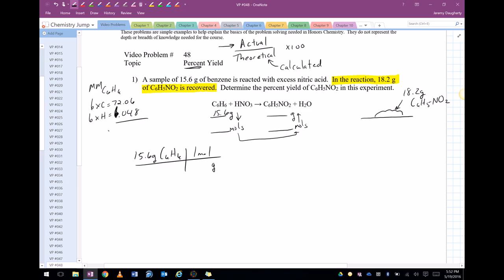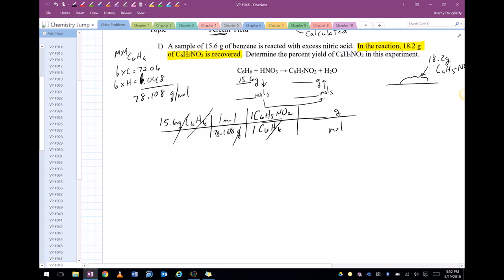Alright, so that I end up with 78.108. Had a hard time saying 78 there. That's how many grams per mole. So that's 78.108. Alright, and then I'm going to go ahead and convert that to moles of C6H5NO2. And it's a 1-to-1 reaction, but I'm still going to go ahead and show that calculation. Right. And then I'm going to go ahead and convert to grams. So C6H6 cancels out, grams cancels out. Got moles. I'm going to put grams on top, moles on bottom, and that's the molar mass of C6H5NO2.